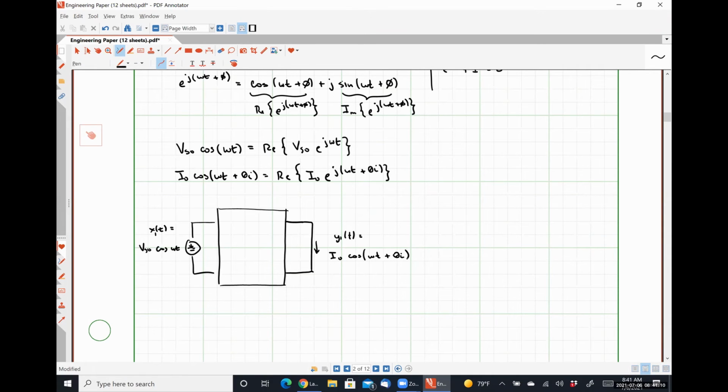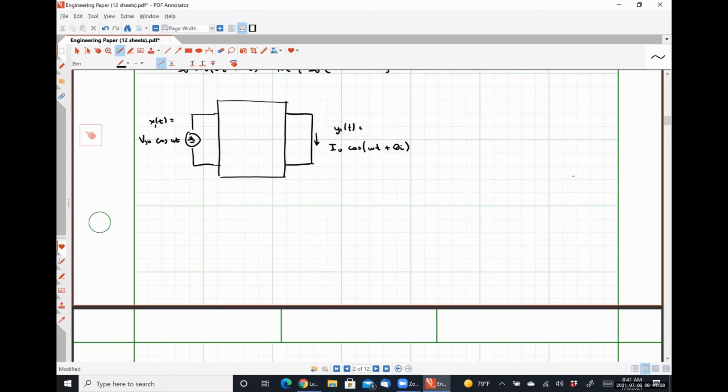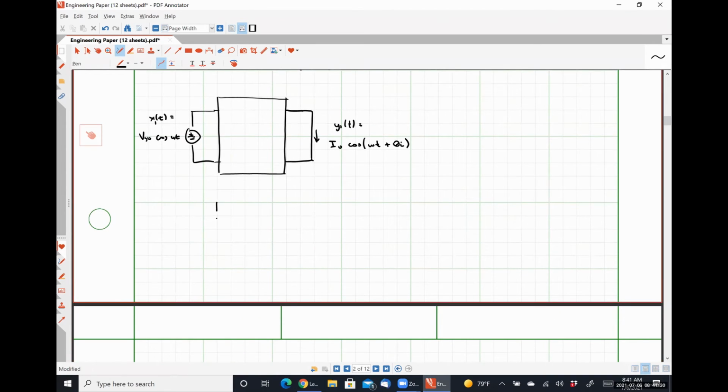So it's of the same form, but it'll have a different amplitude and potentially a different phase angle, okay? So that's our black box network representing any simple circuit containing only resistors, capacitors, and inductors whose parameters do not vary with time. Now let me ask you guys a question.